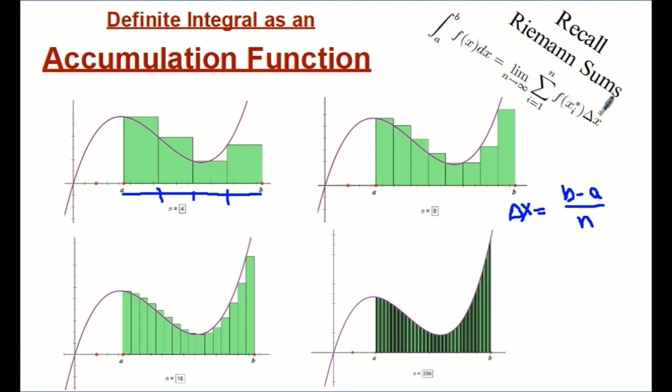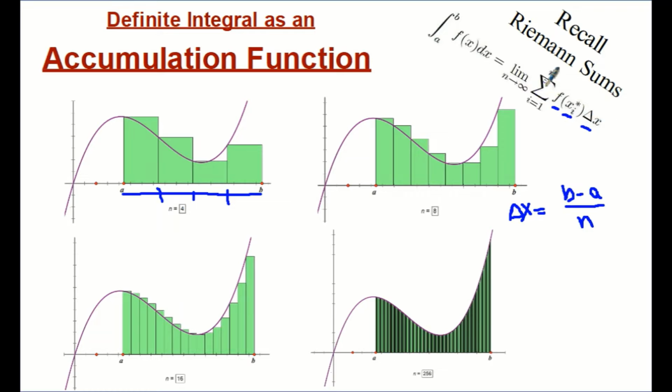So delta x here is the width of the rectangle, and the height of the rectangle is, in this case, a left-hand Riemann sum, so the height is determined by plugging the x value into the function. And again, in this case, it's the x value on the left side. But you plug the x value into the function, and you get the height times the width. That's the area of the rectangle.